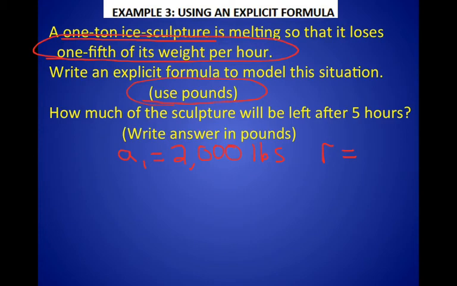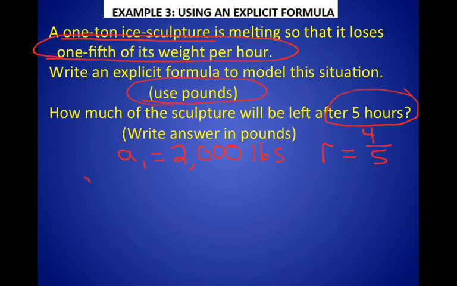Now actually if it loses 1/5, so this is a little bit harder. So it loses 1/5, that means how much is left is actually going to be 4/5. So I'm not sure if you'll get that idea, but if you're losing 1/5, then it will work out well if we multiply by 4/5, and that's actually how much will be left after a certain number of hours.